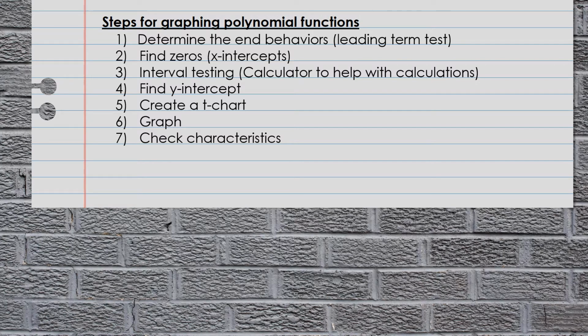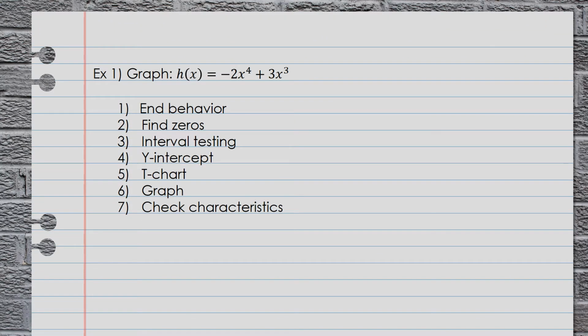Let's look at our first example. Example 1, graph the function h of x equals negative 2x to the fourth plus 3x to the third. First, I want you to look at the notation. Because it says h of x, that means this is a function. And anytime you have a function, it means it automatically will pass the vertical line test.